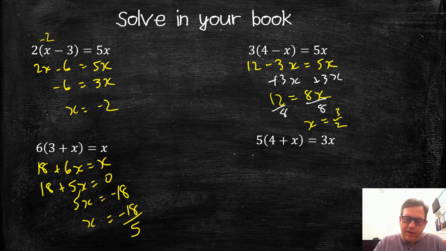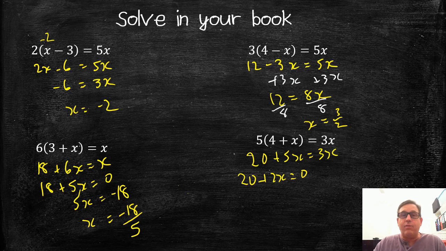Last problem, again, we're going to expand our brackets. 20 plus 5x equals 3x. 3x is smaller, so I'm going to take away 3x from both sides. So 20 plus 2x equals 0. I need to take away 20 from both sides, to move the 20 to the other side. Remember, to solve an equation, x on one side, numbers on the other side. So 2x equals minus 20, divided by 2, x equals minus 10.